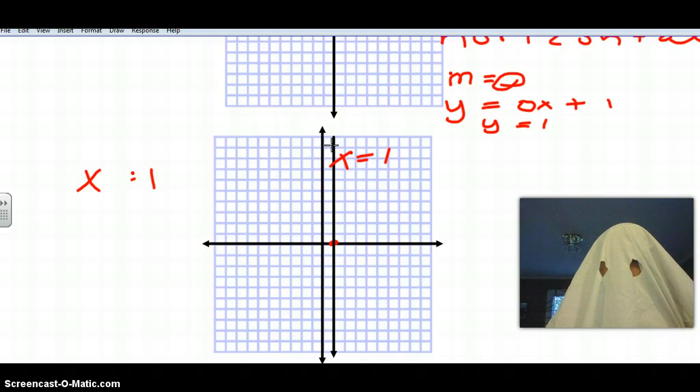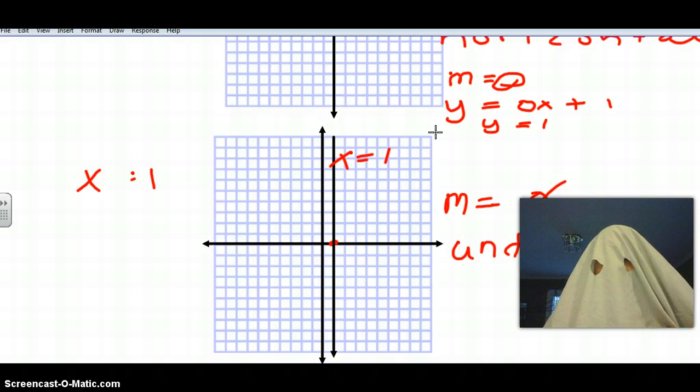Okay, we talked about this. When we do the function test, a vertical line says something's not a function. So slope for all vertical lines is an undefined slope. Okay, undefined. Okay, so it doesn't have one. 0 is for a horizontal line, and this is a vertical line.